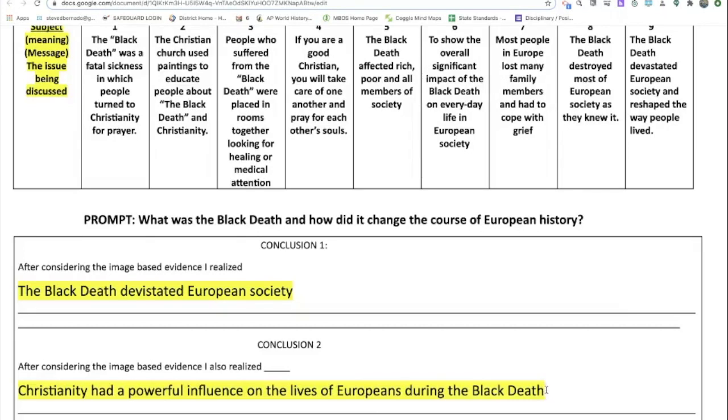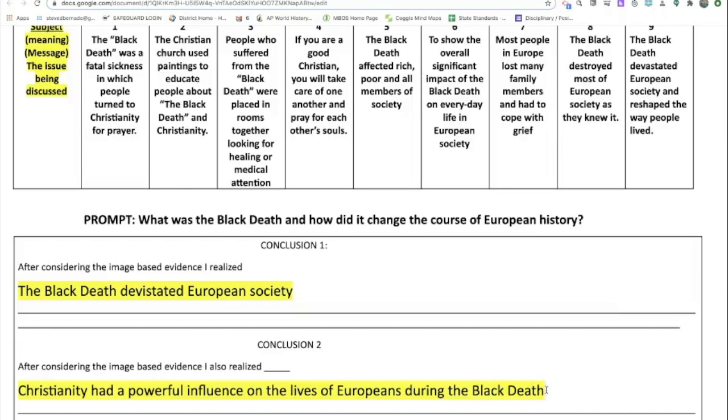We looked at 9 images. We filled out an entire analysis grid. We reread what we learned from the grid to see what matches and what agrees. Just like the stories from the lunchroom fight, what matches and what agrees almost always points closest to the truth in life and in history. So the two themes that match all these little boxes, if you rearrange them, the ones that would match the most is conclusion one, the Black Death devastated European society, and conclusion two, Christianity had a powerful influence on the lives of Europeans during the Black Death.